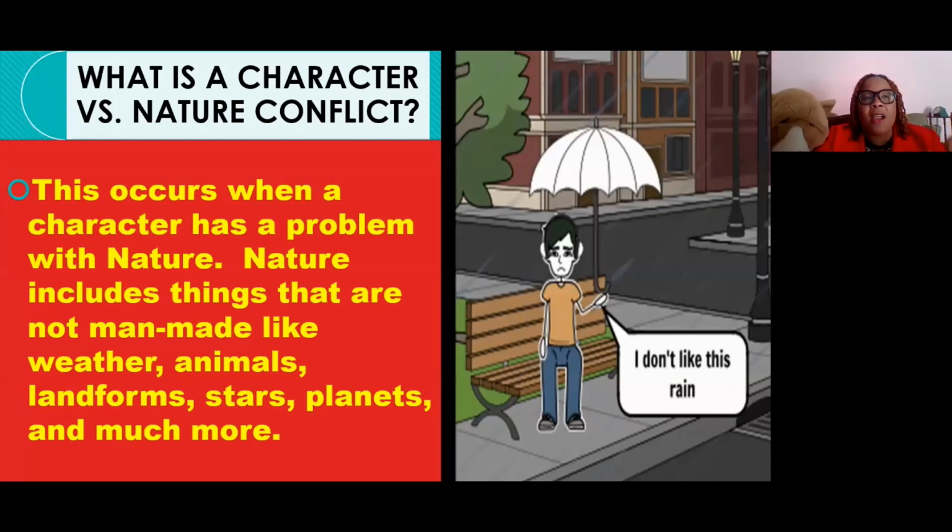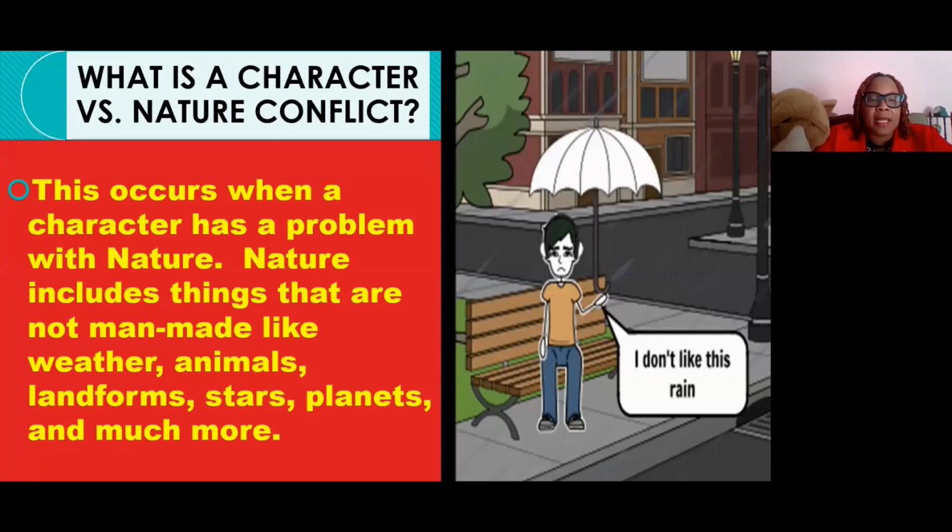So if a character has a problem with a hurricane, for example, what is the hurricane that caused a lot of problems for the Bahamas, the last hurricane? What was it called? And the first answer is from Alison: Dorian. Very good. So Dorian is an example of character versus nature conflict, okay? And so that's an example.